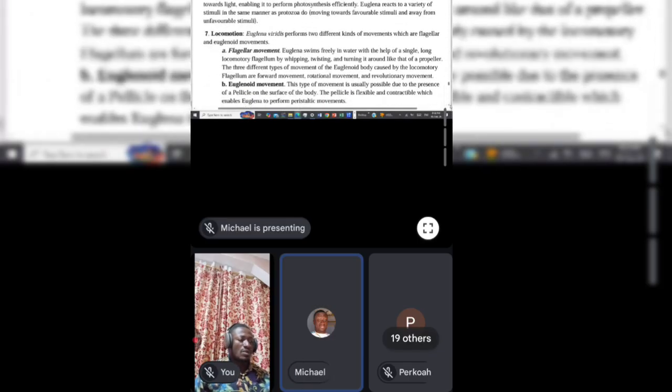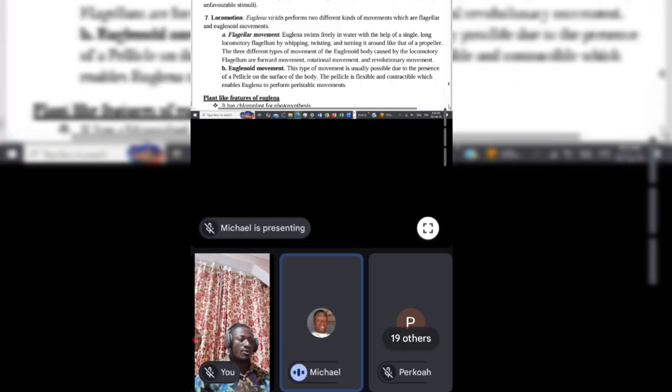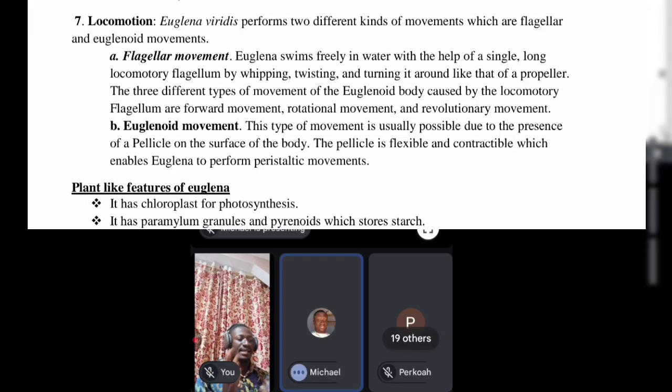So the water current produced will propel it forward in a zigzag manner. So it has a forward movement, rotational movement, and revolutionary movement. So rotation is turning on your own axis. Revolution means turning around something. So as it moves on its own axis, it also moves in a circular form that forms a revolution.